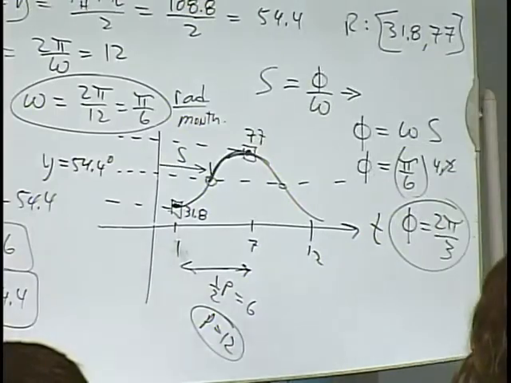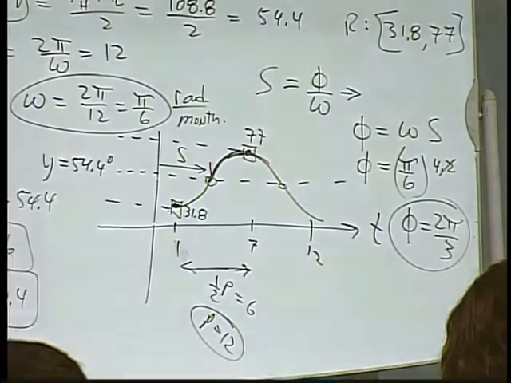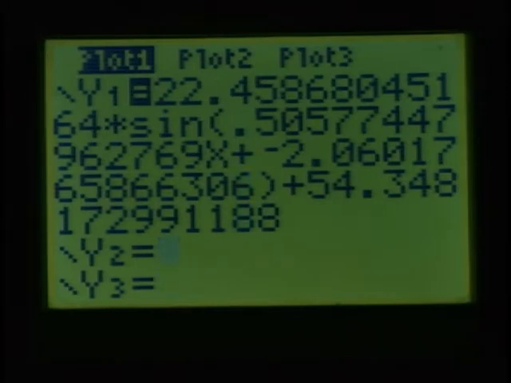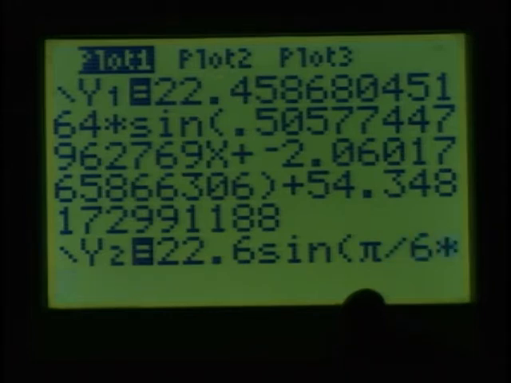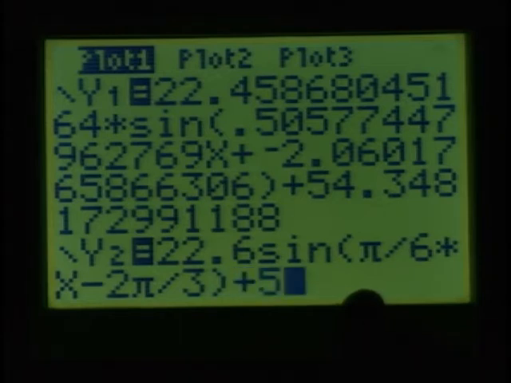Okay, now I want to get done with this segment so we can move on. So watch this. I'm going to come down here to y2 on the calculator, and I'm going to punch in this thing. So what's our A? Amplitude? 22.6. Sine, our omega is pi over 6. Pi divided by 6 times x minus our phase shift, or excuse me, our phase angle, 2 pi divided by 3, close the parentheses, and then add the vertical shift, which was 50.4. Okay, I'm getting excited.